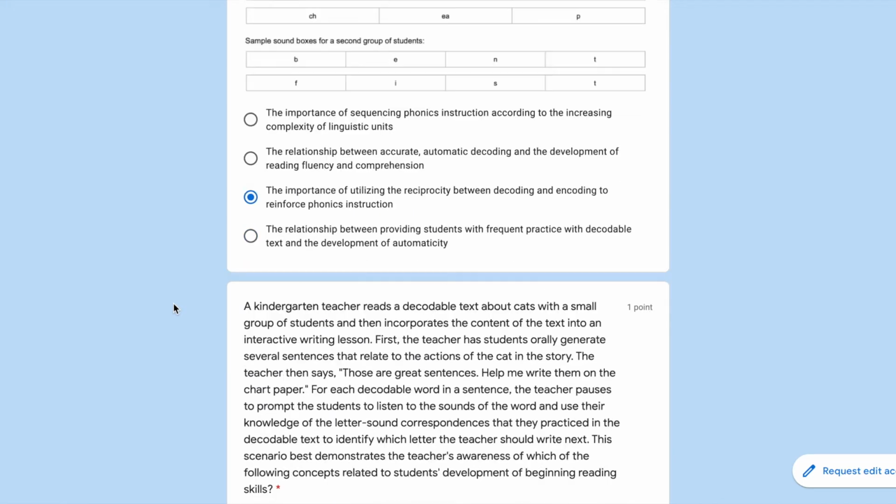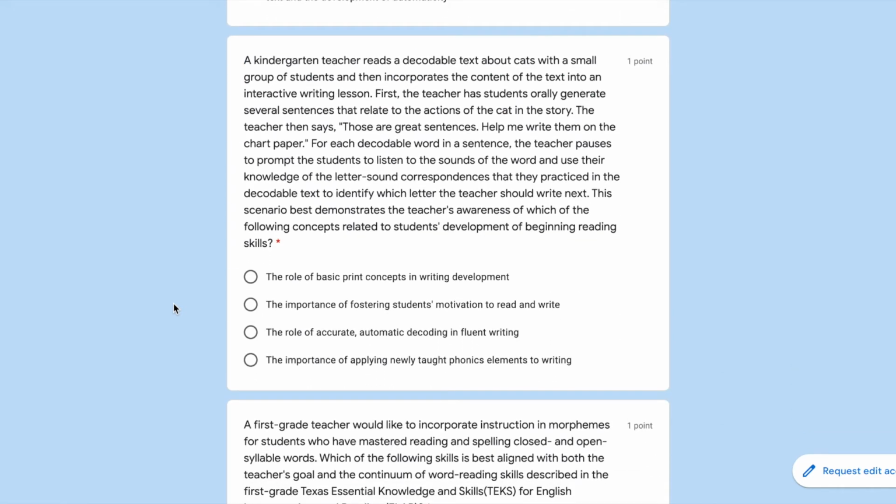Let's go on to the next question. A kindergarten teacher reads a decodable text about cats with a small group of students and then incorporates the content of the text into an interactive writing lesson. First, the teacher has students orally generate several sentences that relate to the actions of the cat in the story. The teacher then says, "Those are great sentences. Help me write them on the chart paper."